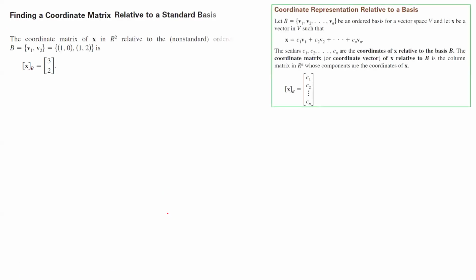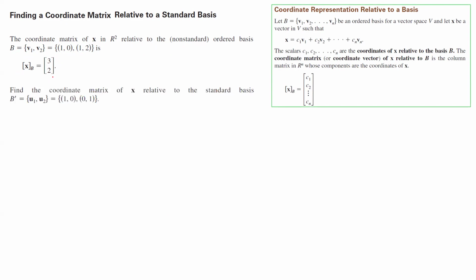Now, suppose you have a vector X in the plane. The coordinate matrix of X relative to the non-standard ordered basis B = {V1, V2}, which is defined as (1, 0) and (1, 2), is as follows. You have 3 and 2. It means that vector X can be written as a linear combination of these two vectors with scalars C1 = 3 and C2 = 2.